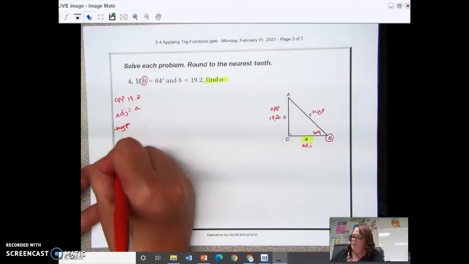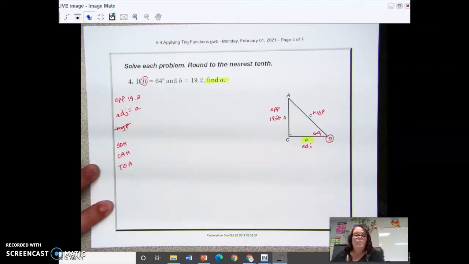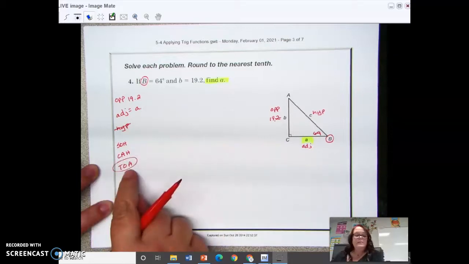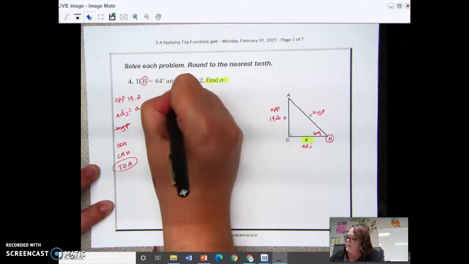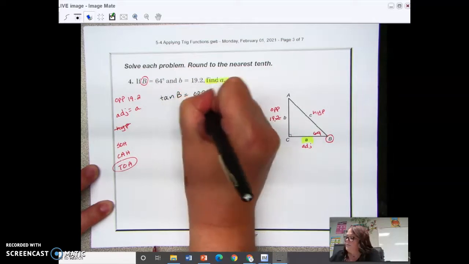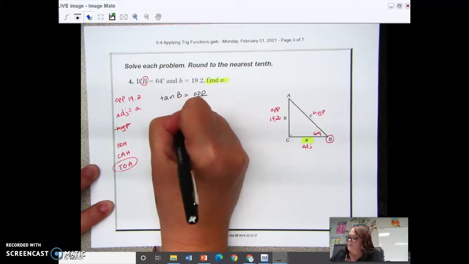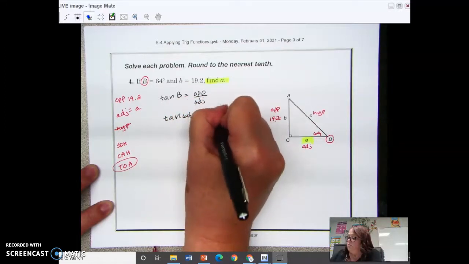So then again, we're going to do SOHCAHTOA and figure out which function we are going to use. So hopefully you see that the one that has opposite and adjacent in it is tangent. So we're going to say the tangent of B is equal to opposite over adjacent. So that means that the tangent of 64 is equal to 19.2 over A.